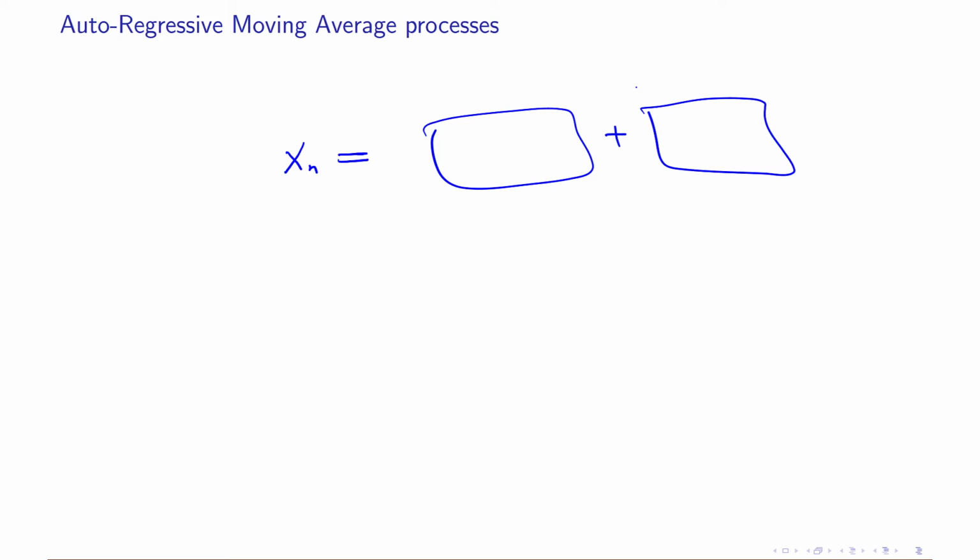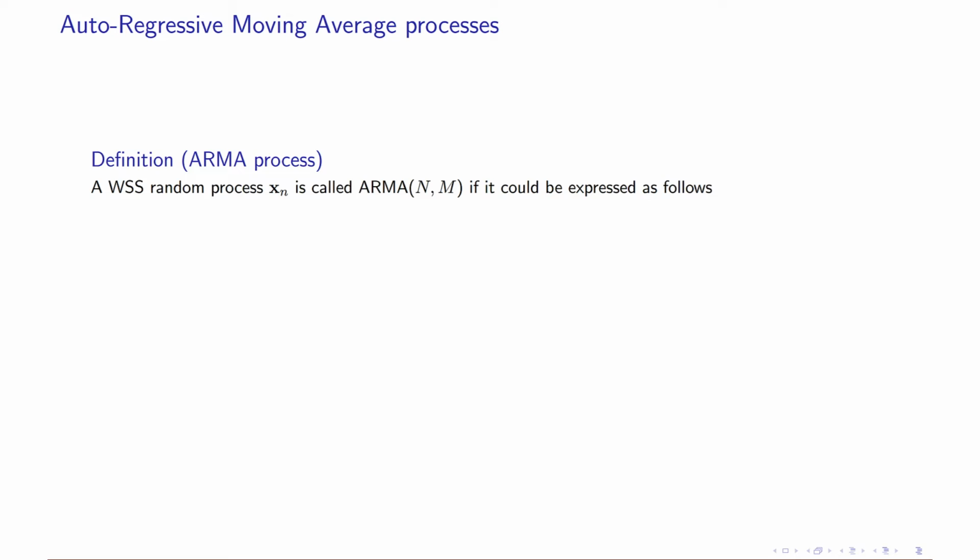So in an autoregressive moving average random process, x of n is generated by two components. So x of n is equal to two terms, a moving average component plus an autoregressive component. The autoregressive is a linear combination of previous samples of x of n, and the moving average is a linear combination of some successive samples of the input random process, which is white.